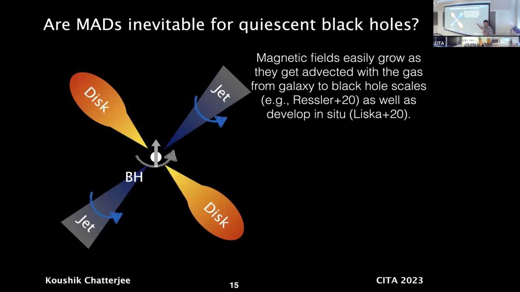And for that, I'm currently studying misaligned disk systems, where the orientation of the incoming gas is not parallel to the angular momentum of the black hole.